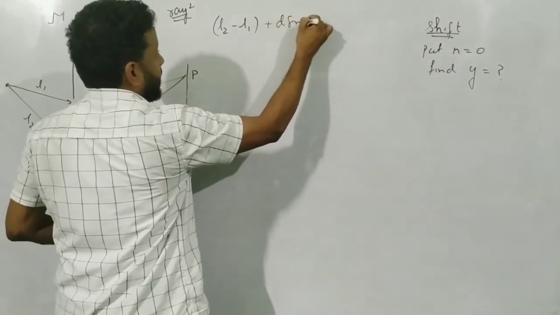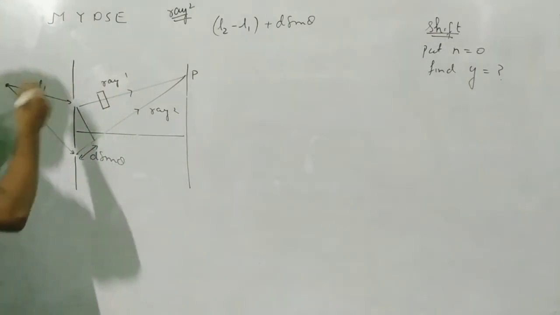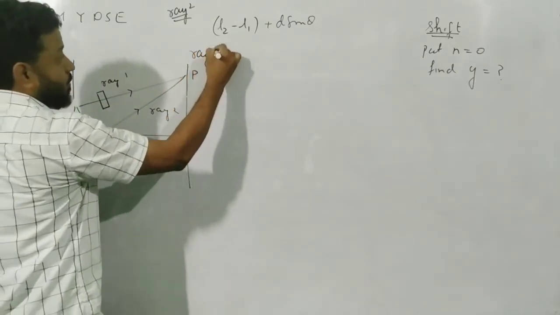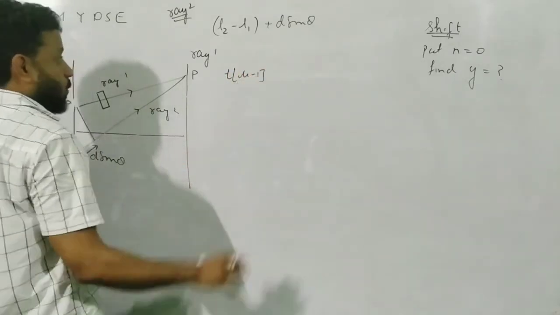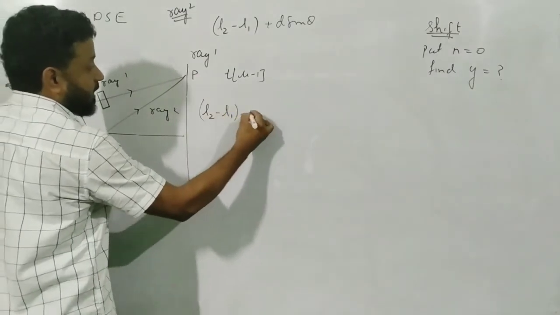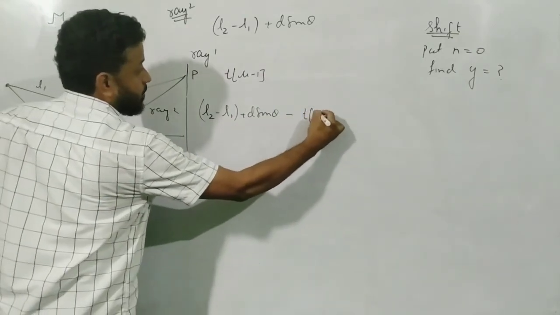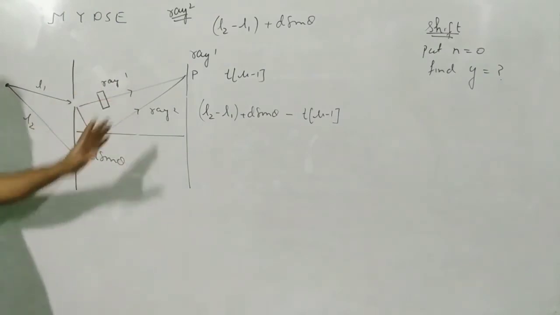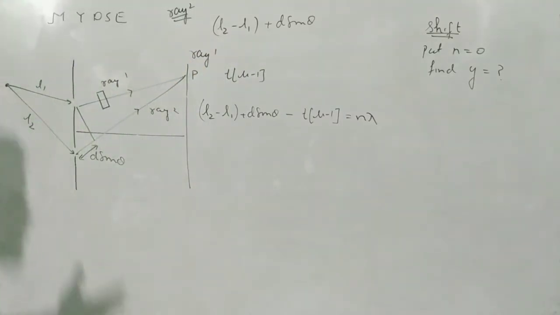d sin theta. And now suppose that I am placing a slab here in the path of ray 1. So ray 1 will travel additional distance of how much? t into mu minus 1. So what is the overall path difference? Overall path difference is L2 minus L1 plus d sin theta, this is the additional path traveled by ray 2, minus t into mu minus 1, that is the additional path traveled by ray 1, and that should be equal to n lambda for bright and 2n minus 1 lambda by 2 for dark.